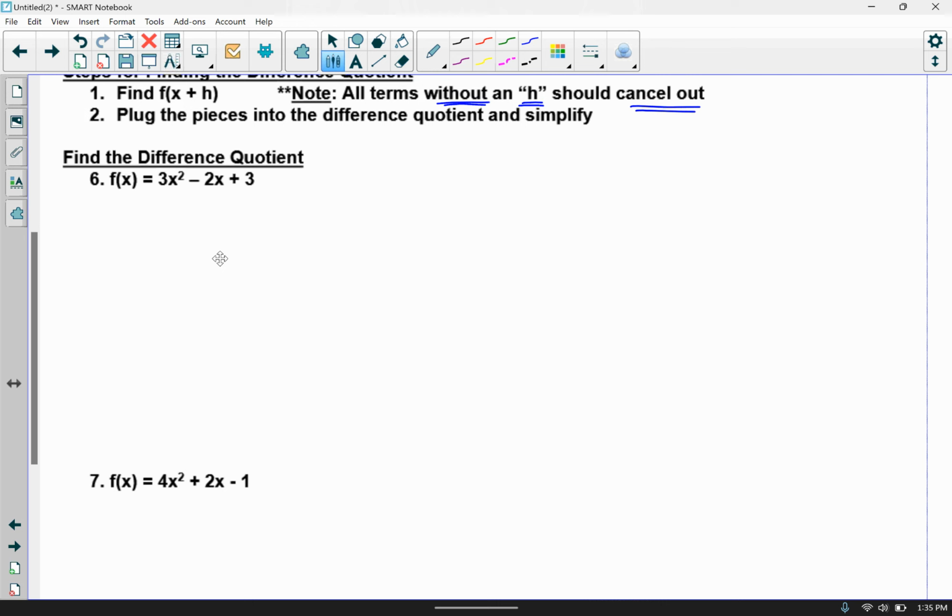All right, so here in example 6, I'm going to rewrite my difference quotient formula for you here. I'm finding f of x plus h minus f of x all divided by h. All right, so like I said up here, the first thing that you find is f of x plus h. So I'm plugging in an expression, so my final answer here, I'm going to get an expression, okay? Everywhere I see an x, I'm plugging in x plus h.